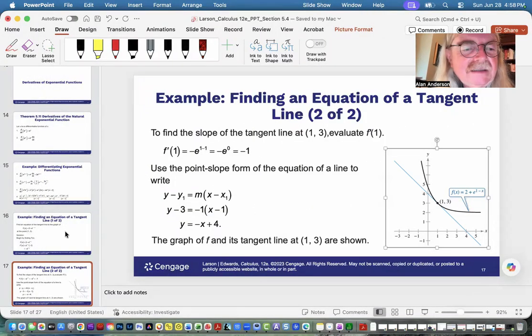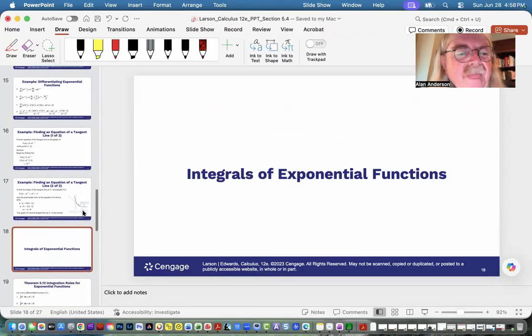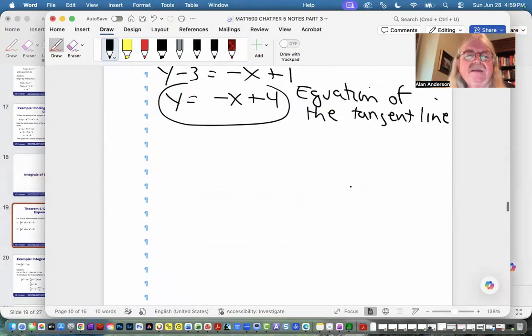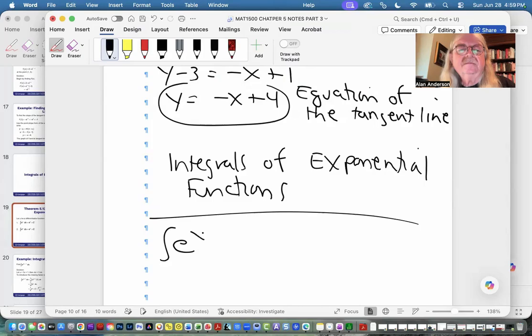All right, now integrals. Well, if we know how to differentiate exponential functions, we need to also integrate them. And again, the formulas will be surprisingly simple. Well, here they are. This is all you need to know about the integrals of exponential functions. Look at that. The integral of e to the x dx is e to the x plus c.